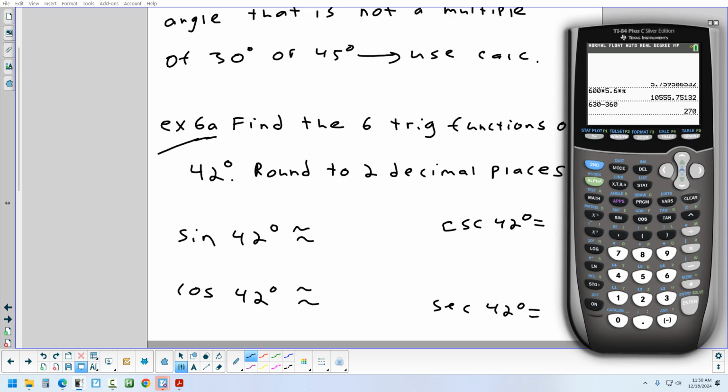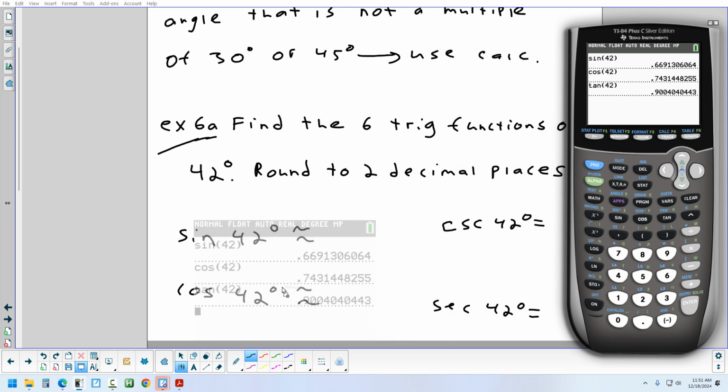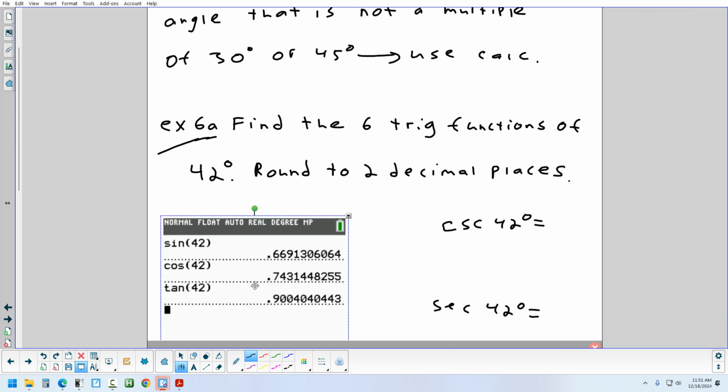Okay, and all you really have to do is type in sine 42, cosine 42, tangent of 42. If you got those answers, then you are doing it right. If you didn't get any of those answers, then something is wrong. That's how you do the sine, the cosine, and the tangent of 42 degrees.